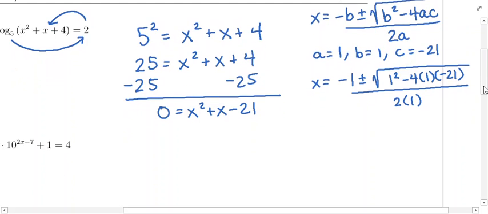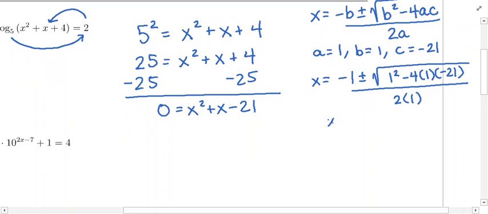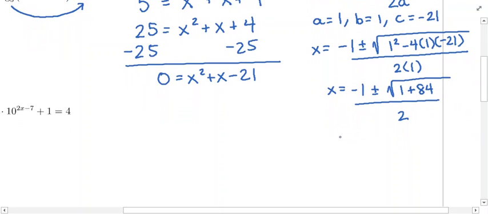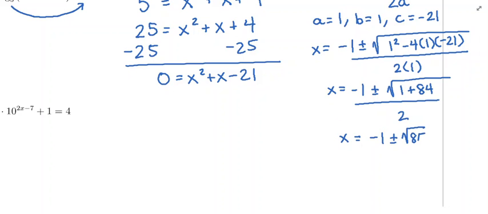All right, let's simplify. We're going to get negative 1 plus or minus, and under the radical, we have 1 minus a minus, which becomes plus. 4 times 21 is 84. All of this is over 2. Let's clean this up a little bit more: negative 1 plus or minus the square root of 85, over 2.